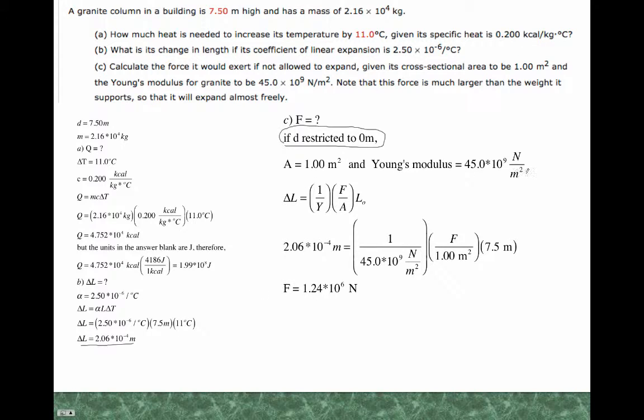We've got the area, we've got the Young's modulus, and we've got this lovely equation because we had to hunt for it. We hadn't learned it, but we had to hunt for it. And so then the delta L is from before, from what we already solved, part B. 1 over Young's modulus, the force over the area, and then the original length, which is, again, how big the column was to begin with. And then it really is just pretty much a plug and chug, arrange some algebra, and we get the force is 1.24 times 10 to the 6 newtons, which is a fairly large force.